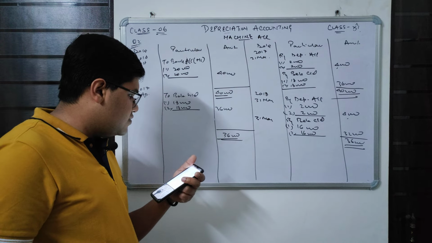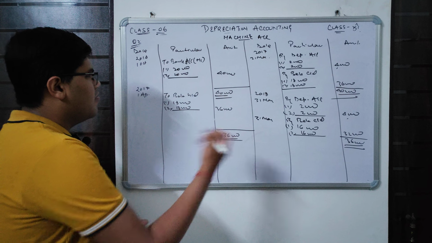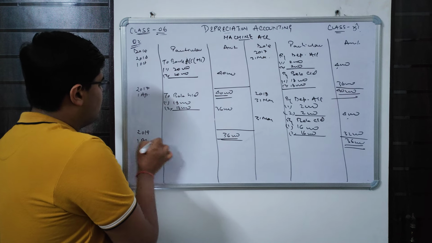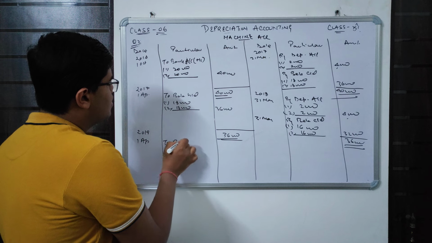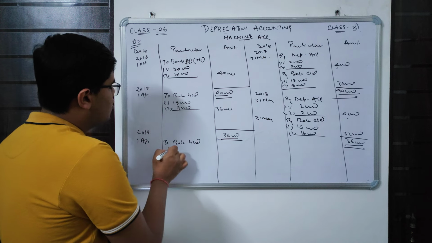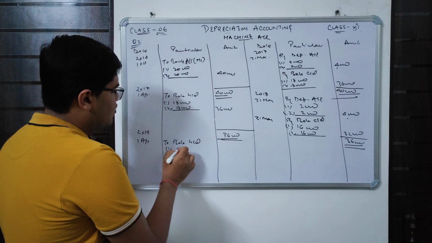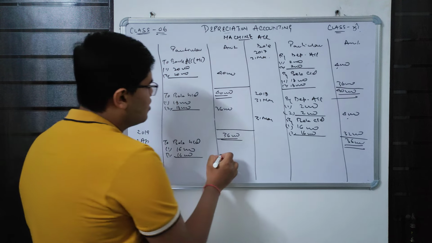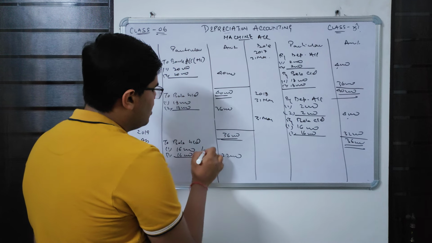Now, we are selling the machine around 2019, so one more year we can adjust it. So 2018, 1st of April, to balance brought down. The balance brought down will be 16,000 and 16,000. Here it will be 32,000. So this is for M1.